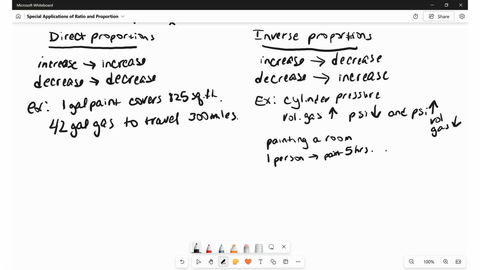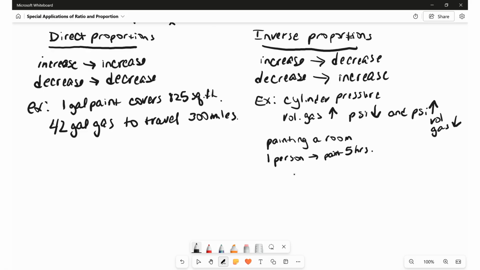If we increase the number of people in that room, what do you think is going to happen to the time it takes to paint that room? Well, it doesn't make sense for the time to increase. If we've got 3 people or even 4 people, say we've got one person painting each wall, it's not going to take more than 5 hours to finish that room. It's going to take less than 5 hours.